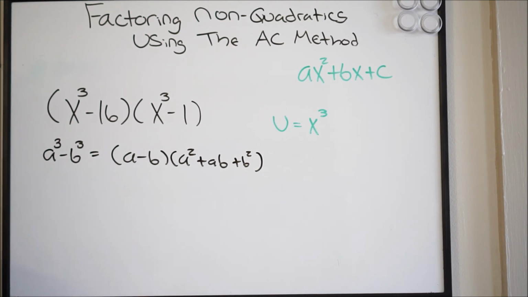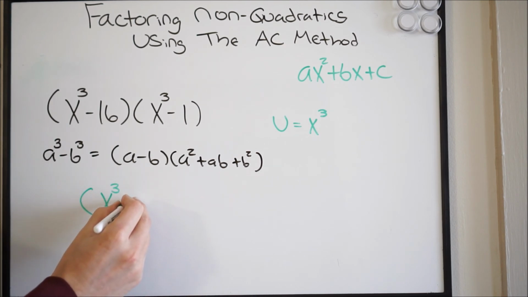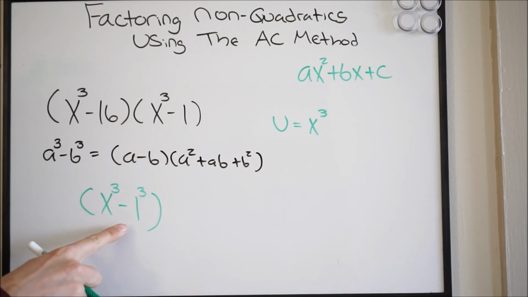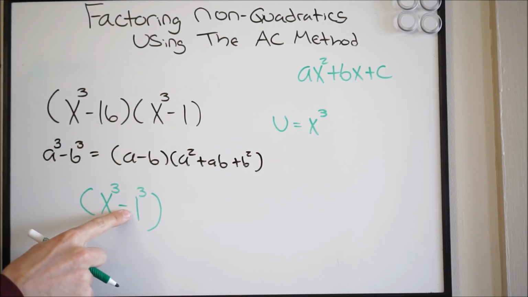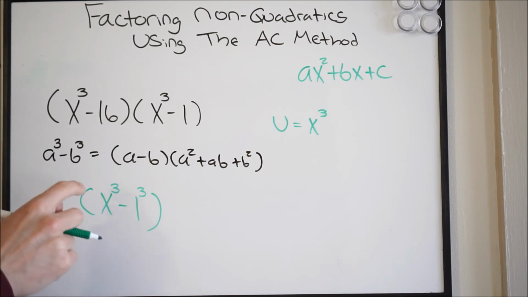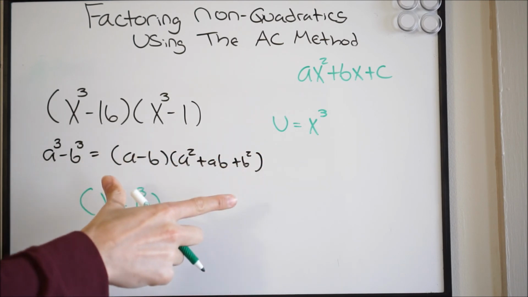Looking at this, this is cubed, so we can actually manipulate this one. I'm going to write this factor below here: x cubed minus 1 cubed. Mathematically, this is the same exact thing, because negative 1 times negative 1 times negative 1 is negative 1. So we haven't changed anything, and now we can use the formula for the difference of two cubes to expand this out.